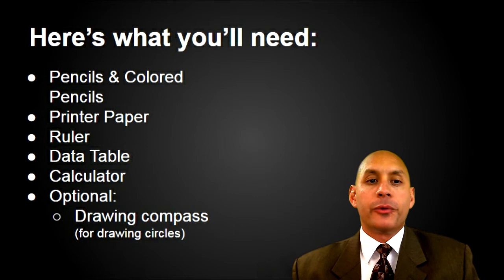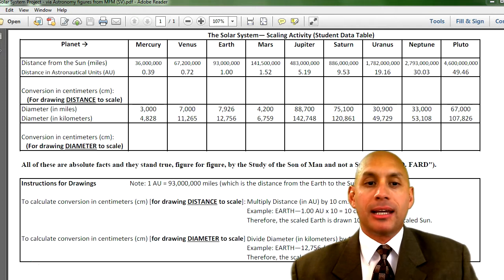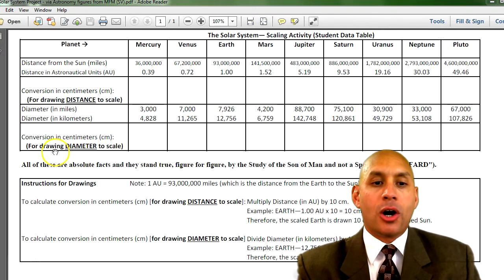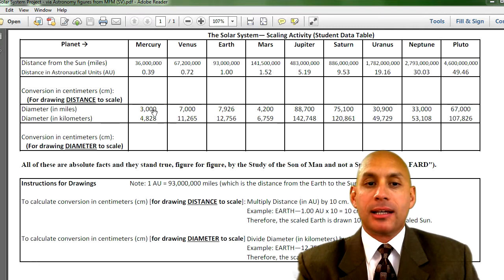That'll be fine. Now, if we look at this data table, we have figures that are based on the figures given to us by Master Fard Muhammad to his servant, the Honorable Elijah Muhammad, for the Lost Foundation of Islam in North America. And these figures have been converted into other units that we're going to use to make this scale project. But today, we're only going to focus on drawing the diameter to scale. We're not going to focus on the distance right now. So we're going to use this bottom portion here, and here we have the diameter in miles of the 9 planets. These have been converted to kilometers, which we're going to use down here.